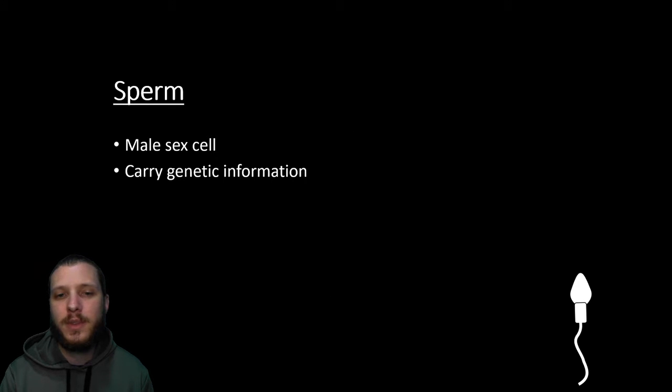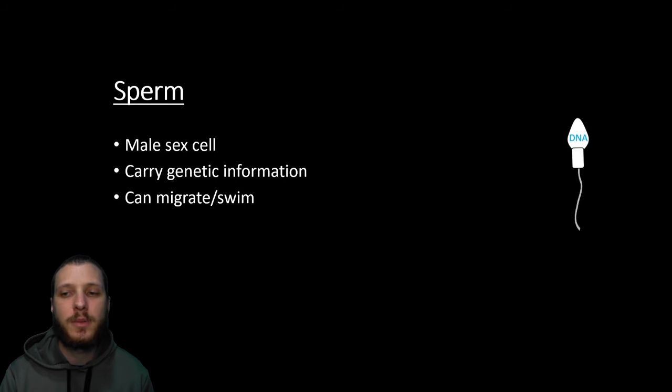Again, looking at the sperm, this is our male sex cell, and its job is to carry the genetic information. So we're going to have 23 chromosomes within the sperm cell, and it's going to meet the 23 chromosomes within the female sex cell. And importantly, it can migrate and swim. So this long tail, or the flagellum, is going to be what allows the sperm cell to move through the fallopian tubes in the female reproductive tract.